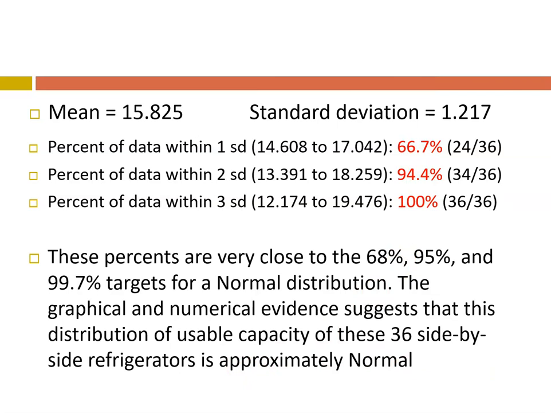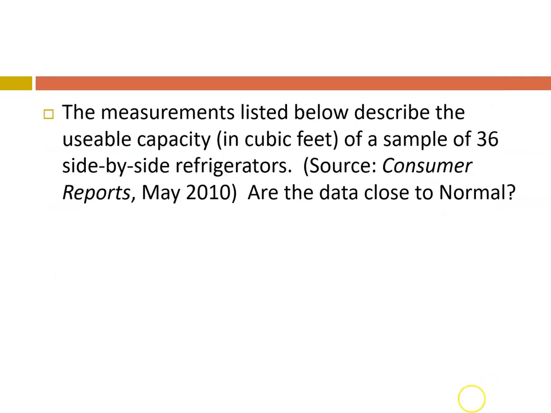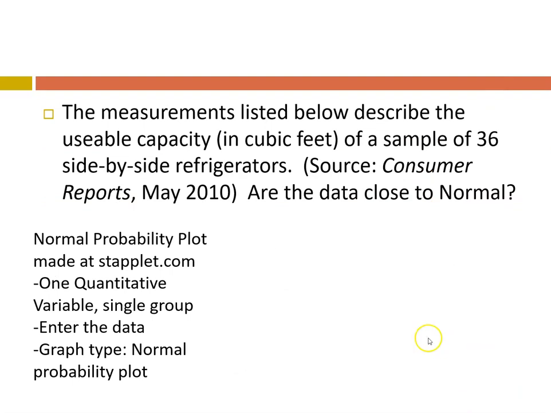Now, what if you wanted to do the normal probability plot route to figure out how the normal probability plot looks? There obviously are instructions on how to do this in your calculator. I want to show you how to do it on a website as well. So there's a website called stapplet.com. I love using this for the computer if I don't have my calculator handy.